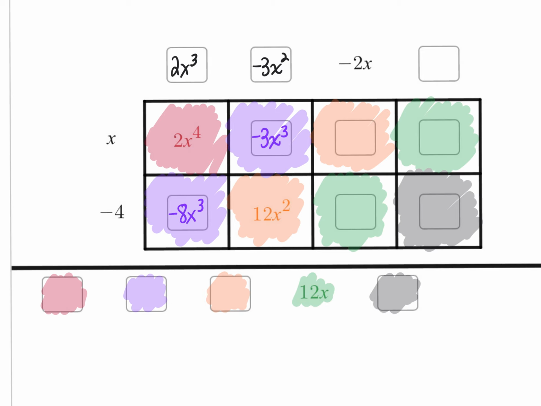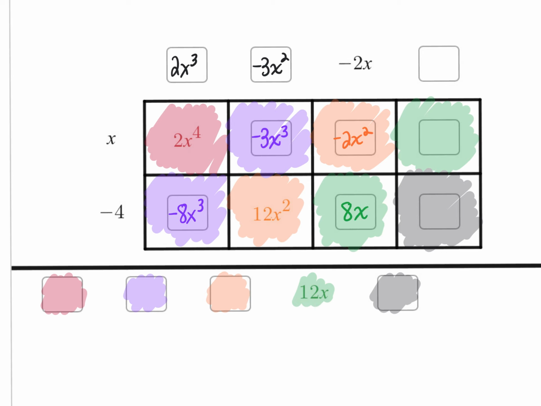Okay, I know the next row and column elements, right? I know this is negative 2x, so negative 2x times x is going to give me that orange box, and that's negative 2x squared. And then I know this is 2x. 2x times negative 4 is going to give me that first green box, so that's 8x.